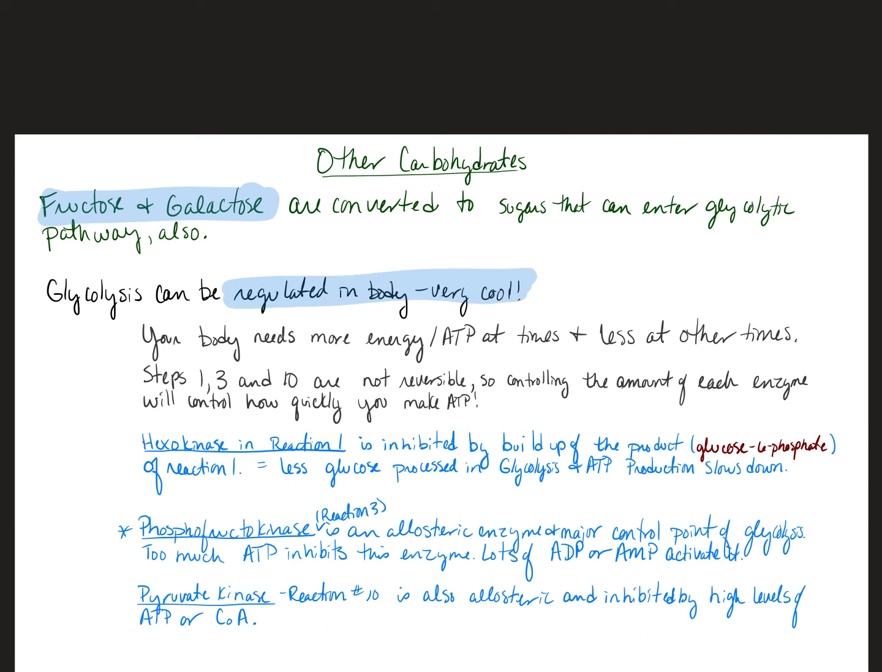So your body needs ATP more at some times, less at others. So specifically steps 1, 3, and 10 are not reversible reactions. That means that they can't go forward and back and forward and back. So you can control things a little bit more based on how that enzyme is behaving. So let's go through those. In step 1, we have hexokinase. This guy is inhibited by a buildup of its product. So allosteric control, you know how we talked about that before? That's what's going on here.